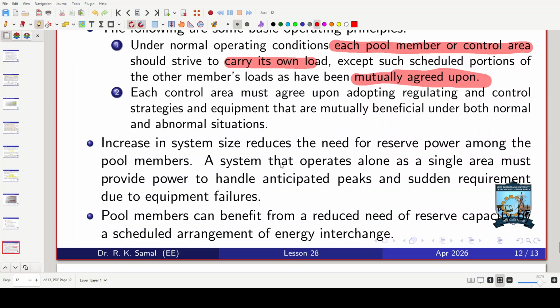A system that operates alone as a single area must provide power to handle anticipated peaks and sudden requirements due to equipment failures, like microgrids or islanded systems. Okay, but pool members can benefit from a reduced need of reserve capacity.